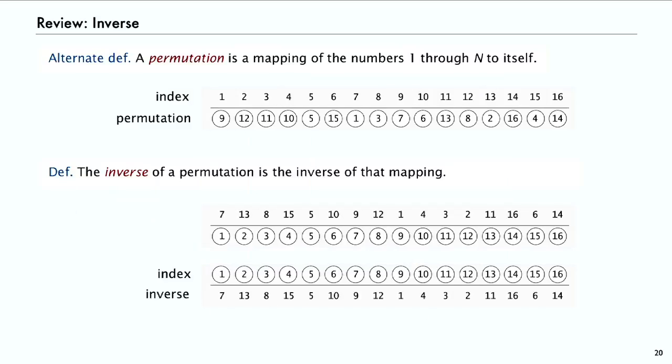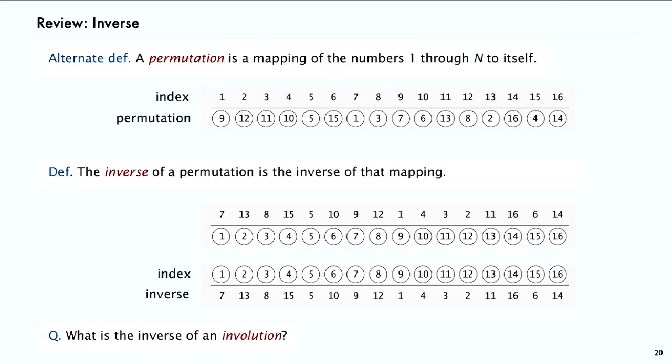Involutions are actually interesting combinatorial objects with lots of applications. One way to see it is to think again about inverses. Remember, a permutation is a mapping. If we look at the permutation as a mapping of the numbers 1 through n to itself, then the inverse is the inverse of that mapping. So if we think of students in rooms and sort by room and flip the rows, we get the inverse.